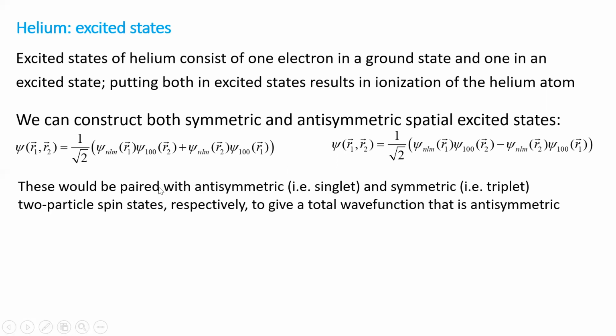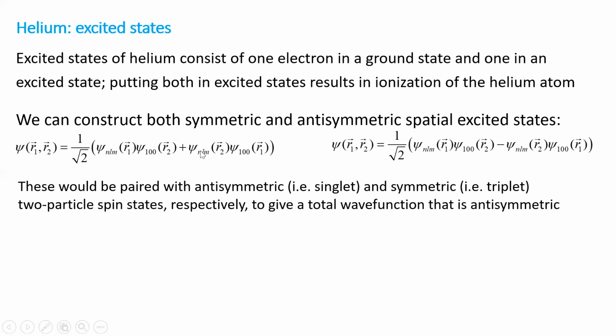Okay, so the symmetric spatial excited state would be paired with an anti-symmetric, that is a singlet 2-particle spin state. So this one here would be paired with the singlet state, and the anti-symmetric spatial excited state would be paired with the symmetric, one of the triplet 2-particle spin states. And there are 3 of those. So this is a triplet.